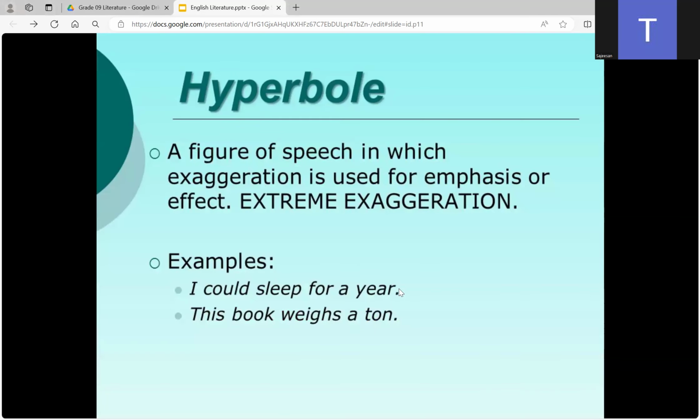Hyperbole. I already told you, it's a figurative language in which exaggeration is used for emphasis or effect. That is an extreme exaggeration. Like a thunderbolt, he falls. That is an extreme exaggeration.